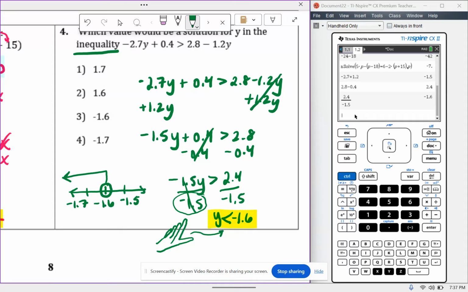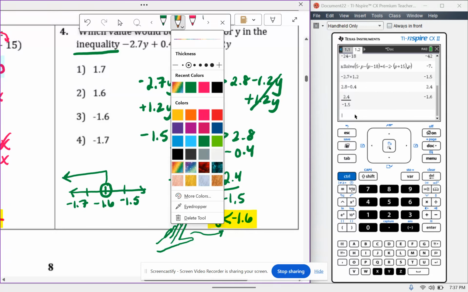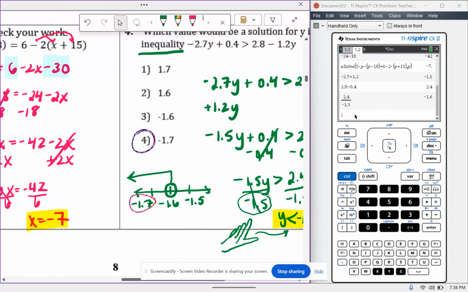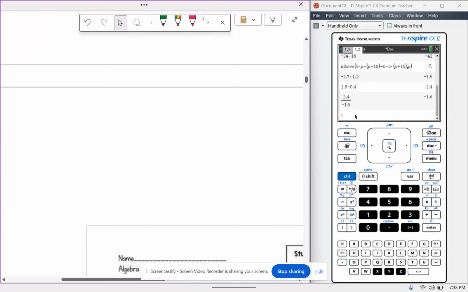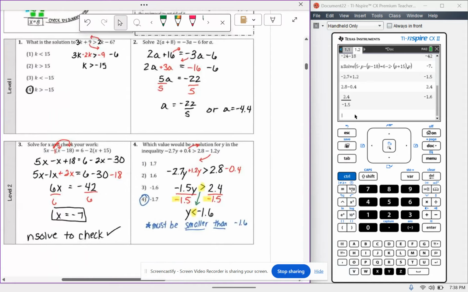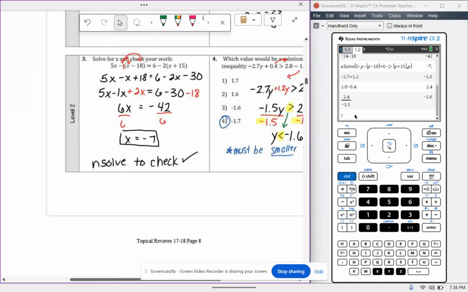So if I'm looking for the value that would be a solution, I'm going to look for the next number that I hit as I head down in the inequality, and it's this. So my answer is question 4. All right, these are just the answers, so we can check them. Yeah, it looks good.